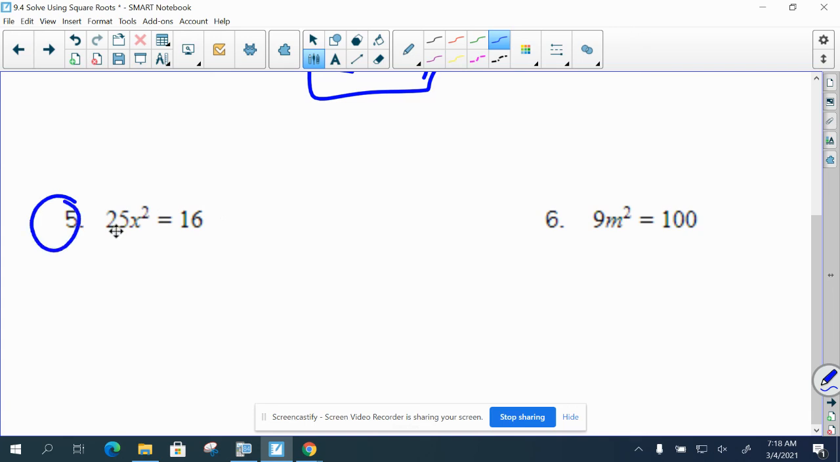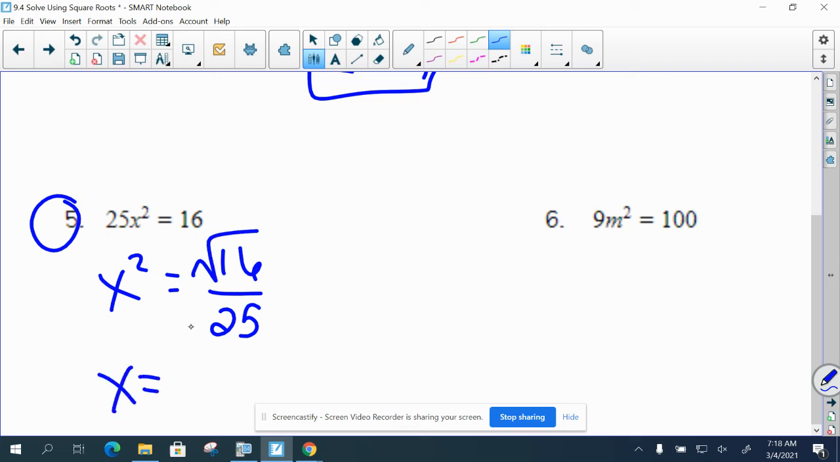So for number 5, don't forget that when you divide by 25, don't simplify it until you take the square root. So you divide by the 25, 16 over 25, and then when you take the square root, you take the square root of 16 and the square root of 25, which gives you plus or minus 4/5.